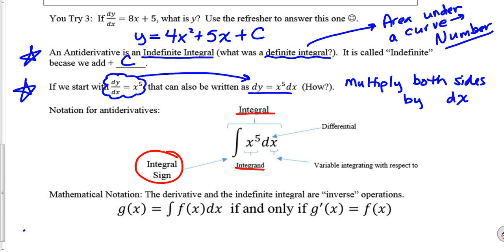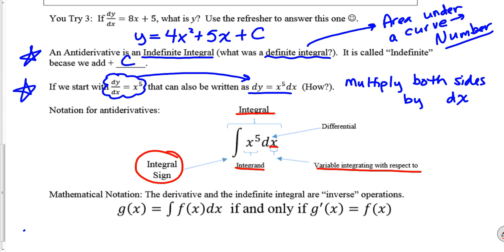Then we have this thing that's called the differential. We aren't going to use that word nearly as much as the other ones. And then finally, what's important about the differential is simply that variable right there. That's the variable that I'm integrating with respect to, meaning when I took a derivative with respect to x, not say t.